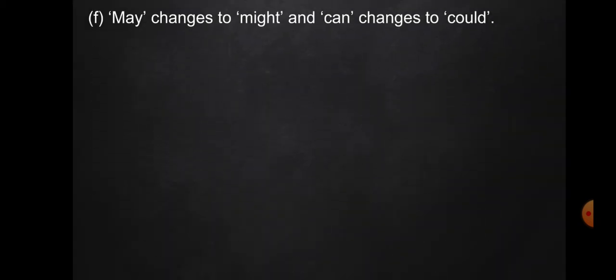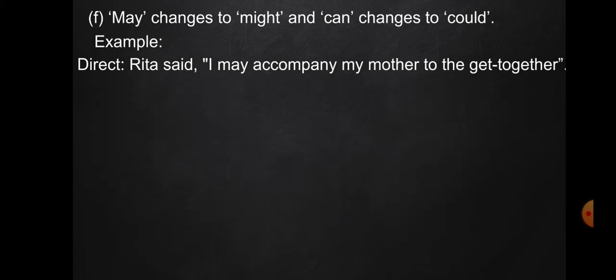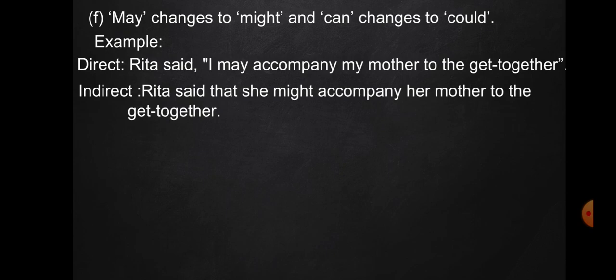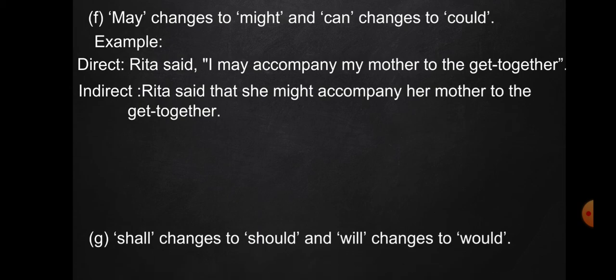So next, may changes to might and can changes to could. Let's take one example. Rita said, I may accompany my mother to the get together. So the indirect may will change into might. Rita said that she might accompany her mother to the get together.